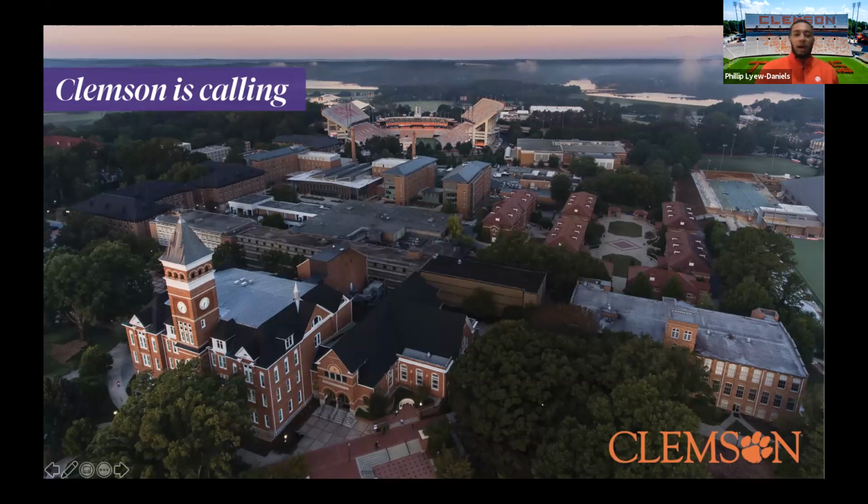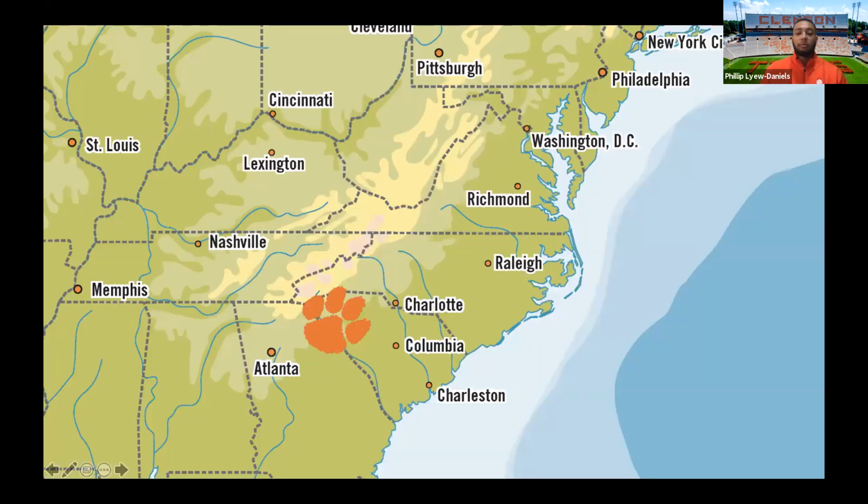Without further ado, I have a pretty short presentation. So I'm going to run through some key information and we will go from there. As you can see here initially, this is an aerial overview of what our beautiful campus looks like. Clemson University is located in Clemson, South Carolina. One of the biggest questions I get asked by my out-of-state students is, where is Clemson? We are located where that big orange paw print is. No, we do not take up that much space, but we are located in what's considered to be the upstate of South Carolina.